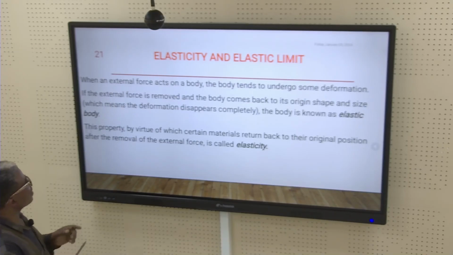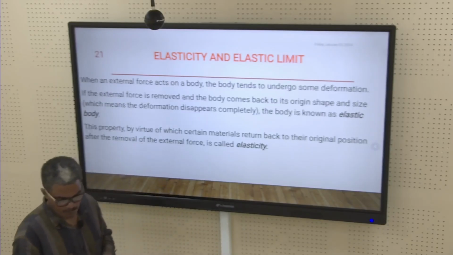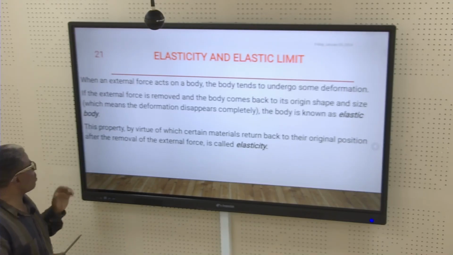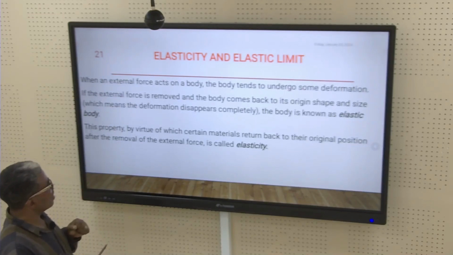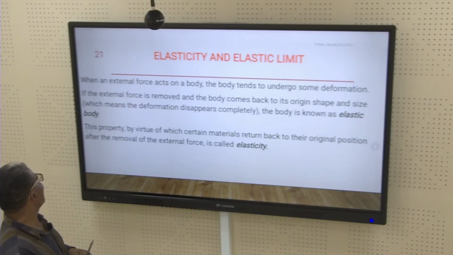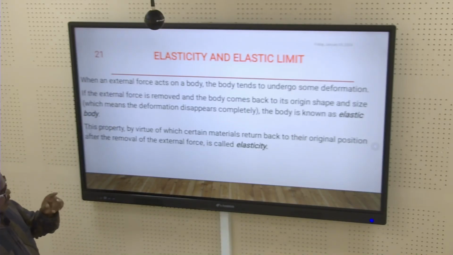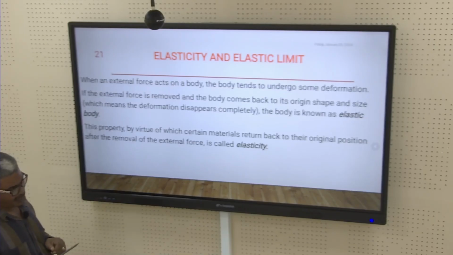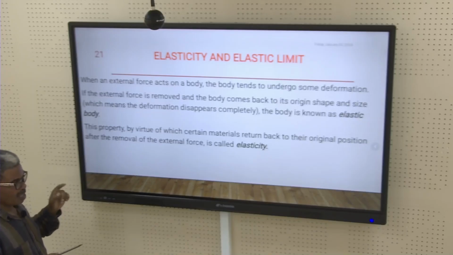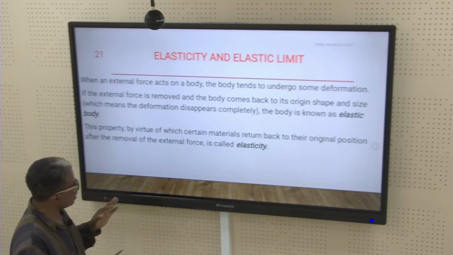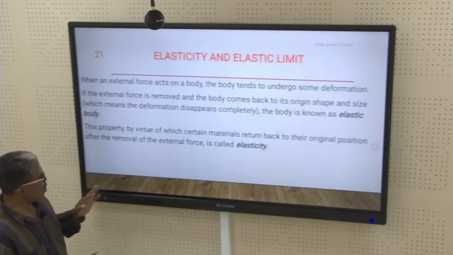This is elasticity and the elastic limit of a body that is subjected to external force. Let's see what elasticity is and when the elastic limit occurs for the object. When an external force acts on a body, the body tends to undergo some deformation, as you have said earlier. If the external force is removed and the body comes back to its original shape and size, the body is termed to be elastic. If it can return to its original shape and size, that body is experiencing elasticity, or is termed an elastic body. This property, by virtue of which certain materials return to their original position after removal of the external force, is called elasticity.